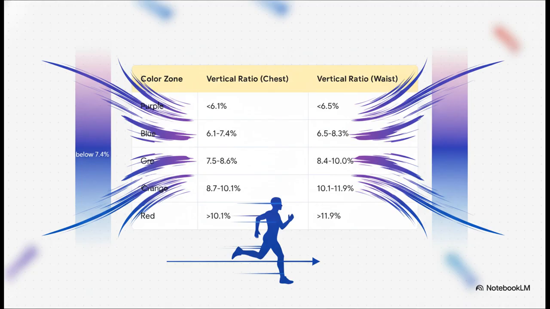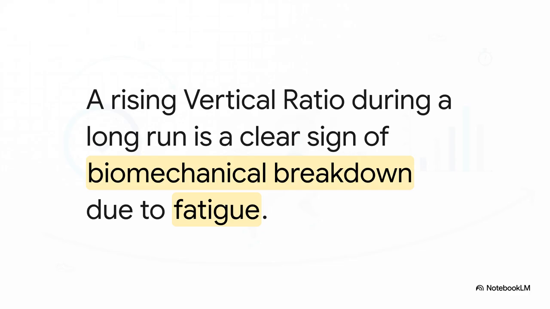The most efficient runners are consistently in that blue or purple zone, keeping their vertical ratio below 7.4%. What this really means is they're getting a ton of forward propulsion for a very small amount of vertical bounce. They just aren't wasting energy. And this is where this metric becomes such an incredible tool. It's not just a snapshot. You can watch it as a trend.